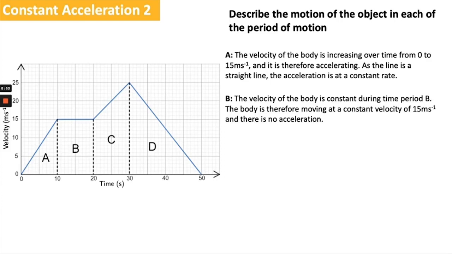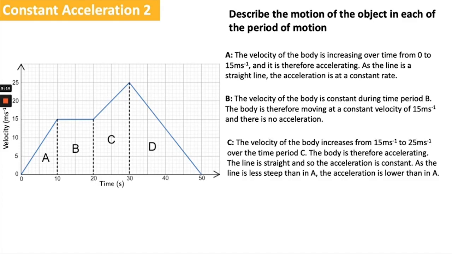In part B, not a lot has happened. The velocity has remained constant. It took 10 seconds to happen. We have constant velocity. The horizontal line here lets us know there's no acceleration. Part C, very similar to part A. The velocity has increased at a steady rate. The acceleration is constant. We can tell by the steepness, the gradient of the line, that part C isn't accelerating as fast as it was in part A.